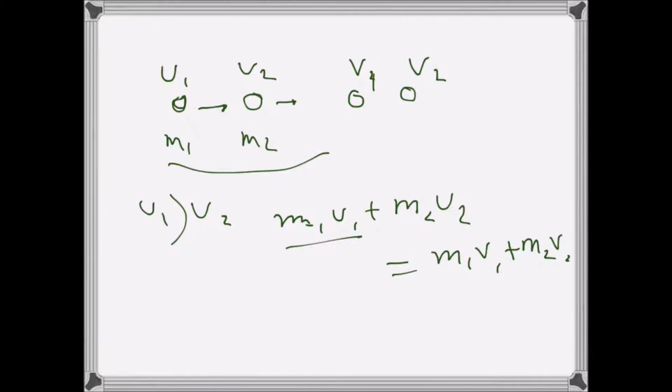So this is the initial momentum of object 1, this is the initial momentum of object 2, and similarly this is the momentum after collision, this for object 1 and this for object 2, obviously. So that's our conservation of momentum in short.